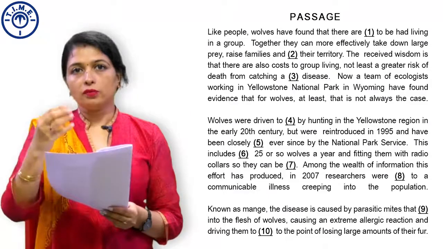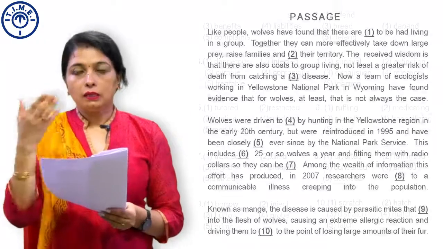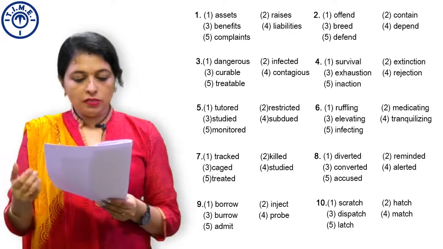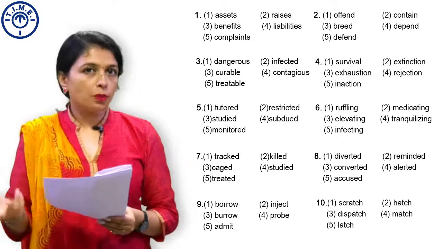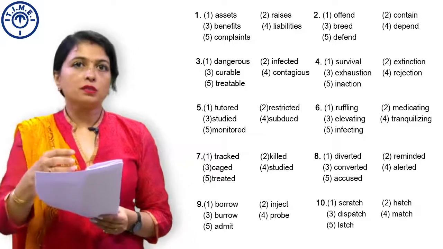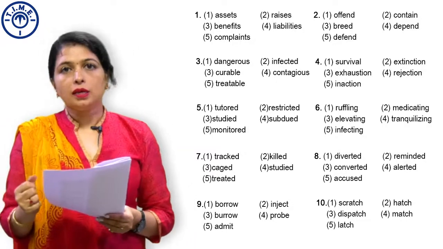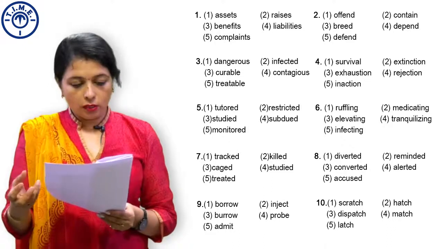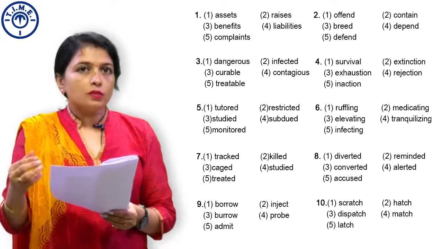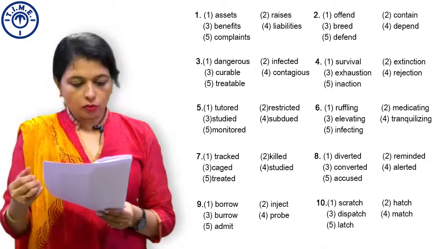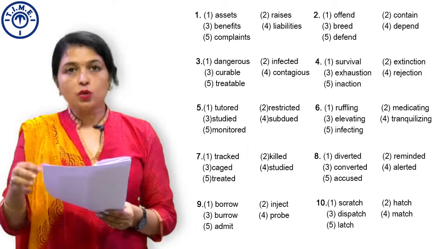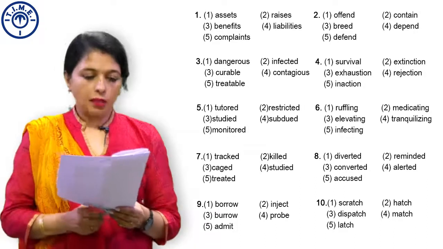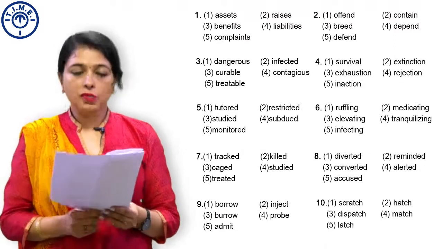After the word that has come to your mind, let us look at the options. The options are assets, raises, benefits, liabilities and complaints. Of course, complaints is out because the sentence is very positive and indicates what can be drawn from staying together. So, complaints is not correct. There is no liability that can be associated with wolves, no assets or no raises either. The plus points or the advantages are there in the form of benefits that these wolves have realized.